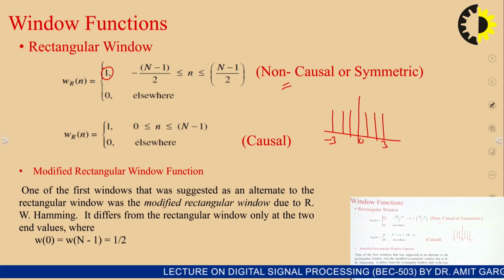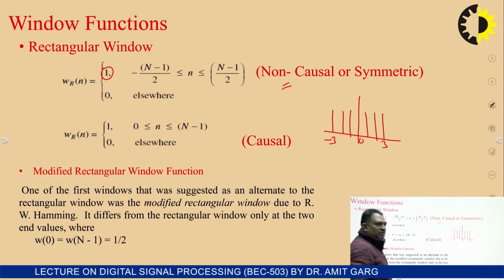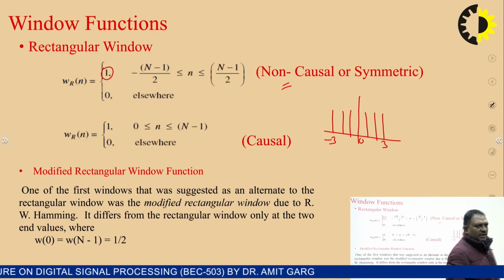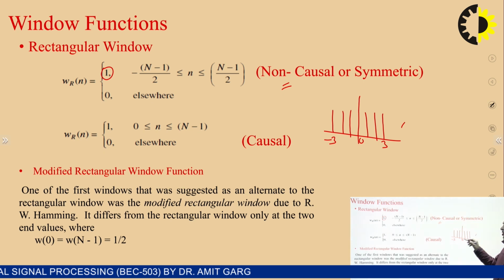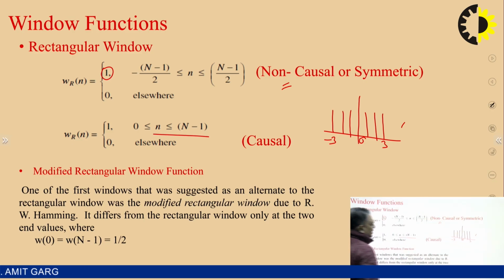Another aspect of taking this window symmetric is that the number of coefficients within the window function will always become odd because of this 0. Okay, and this is our causal window function. The function starts from 0 till n minus 1.